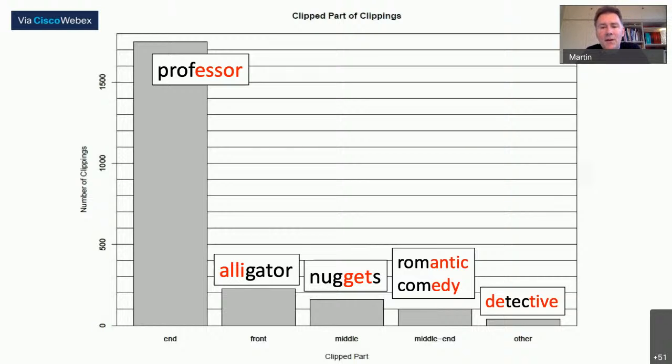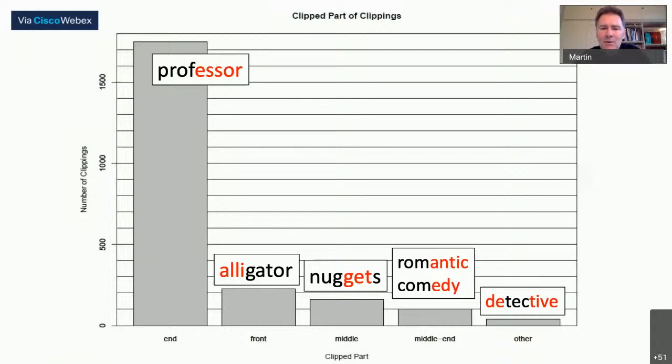So about 80% of the data represent the simple case of what's called back clipping in the literature. So the final part of the word is missing, as in prof from professor. After that, we have front clippings, like alligator, which gives us gator. And after that, a few other categories, which I summarized here in terms of middle clippings, middle and end clippings, and then just a category other.